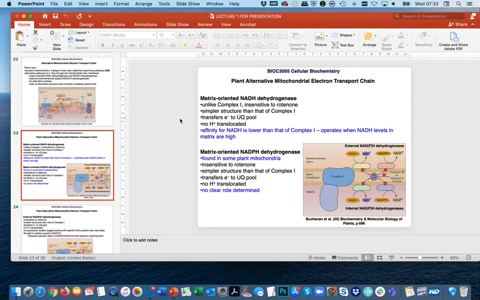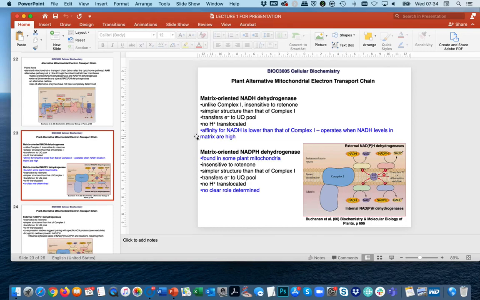They transfer electrons like complex 1 into the UQ pool, but no protons are translocated across the inner mitochondrial membrane at the NADH dehydrogenases on the matrix side of the membrane. The affinity for NADH is lower than that of complex 1, so these NADH dehydrogenases are active when NADH levels are high in the matrix.